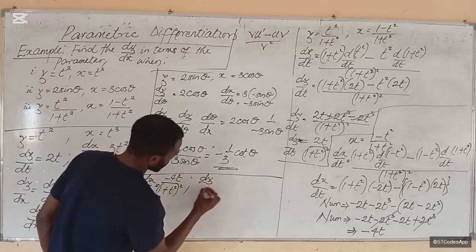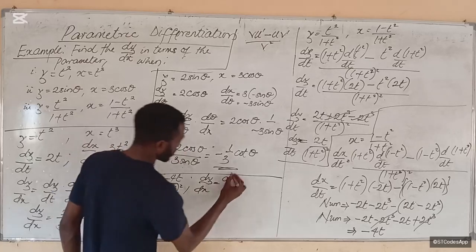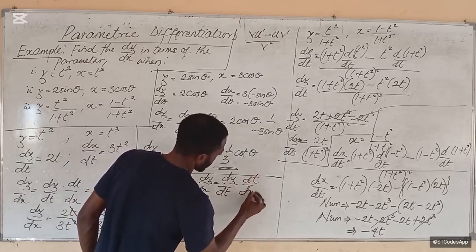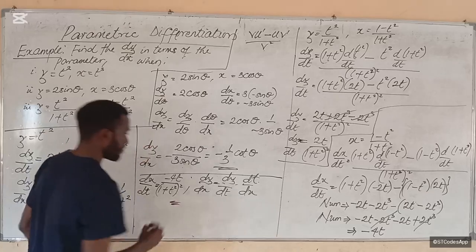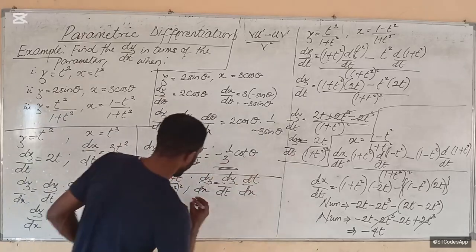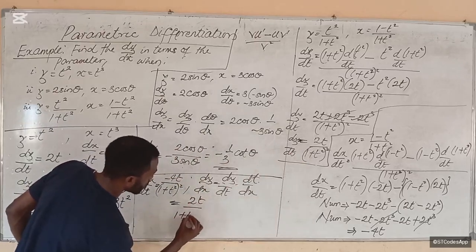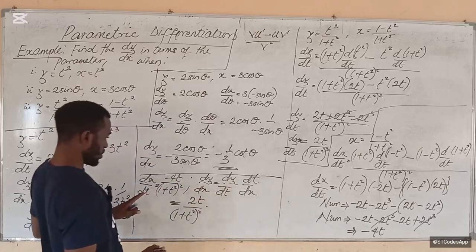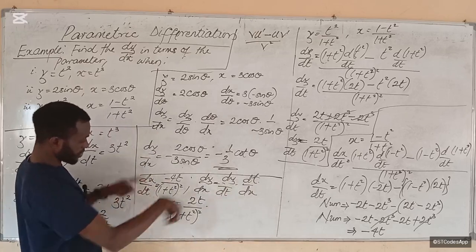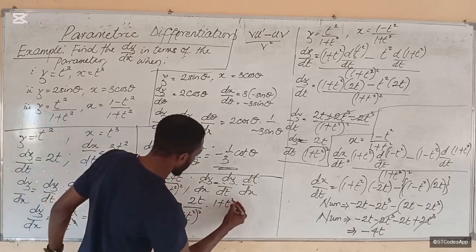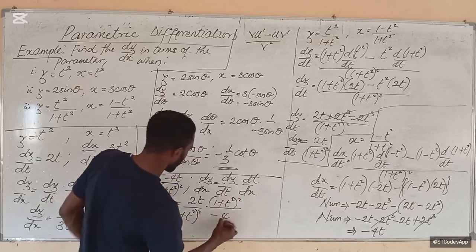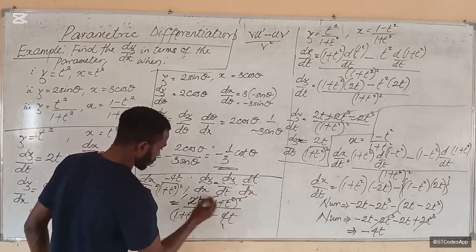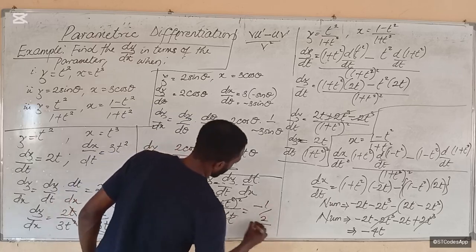So our dy/dx, recall that dy/dx is dy/dt times dt/dx. So dy/dt, which we got as 2t over 1 plus t squared all squared, times dt/dx. Now dt/dx will be the inverse of this, right? That will be 1 plus t squared all squared over minus 4t, so this cancels out. Then 2 here and 4 here, and t and t cancel. So our answer is equal to minus 1 over 2.